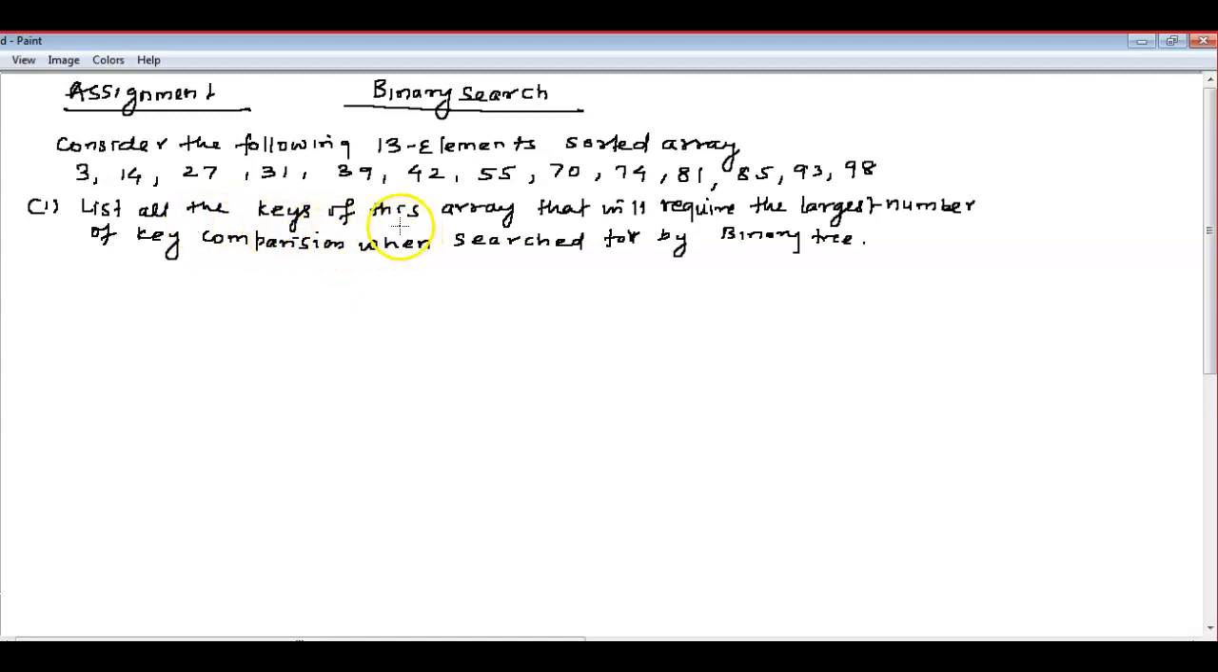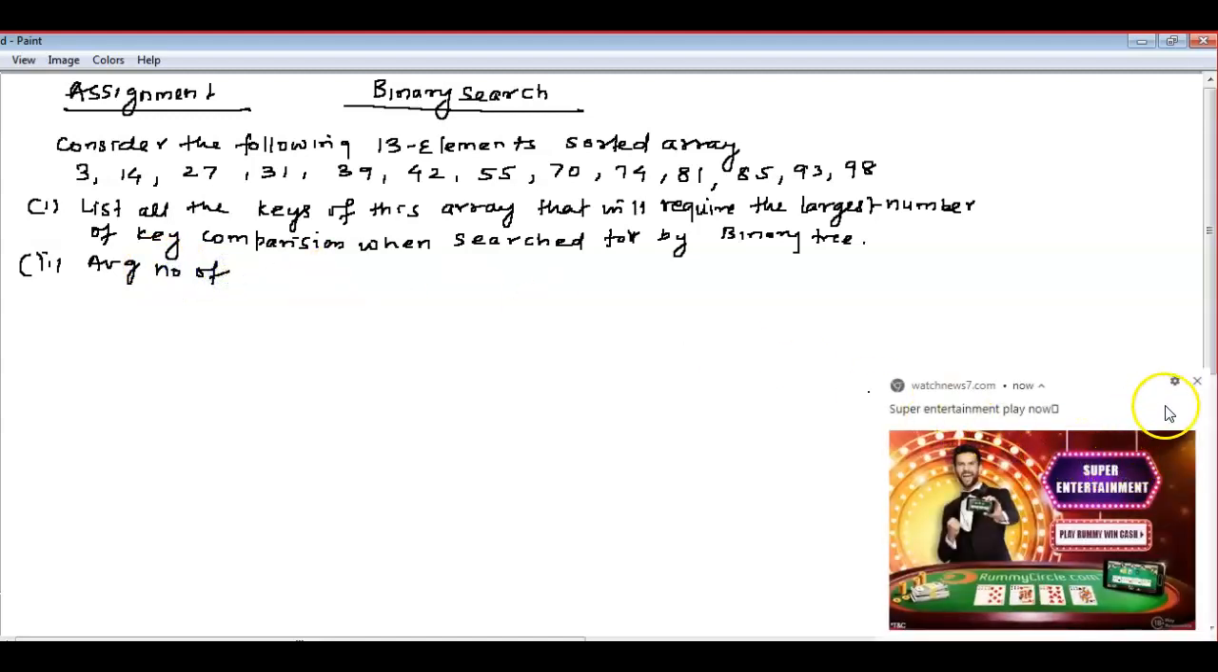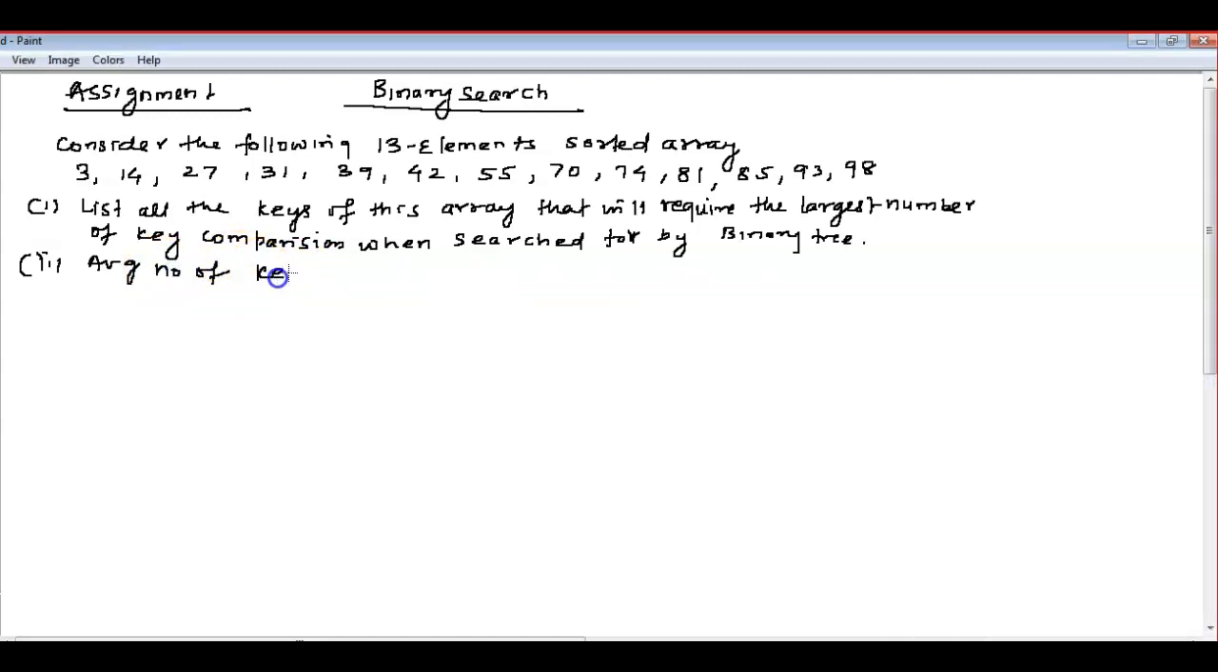You have to list all the keys of this array that will require the largest number of key comparisons when searching with binary search. Then you have to find the average number of key comparisons made by binary search in a successful search.